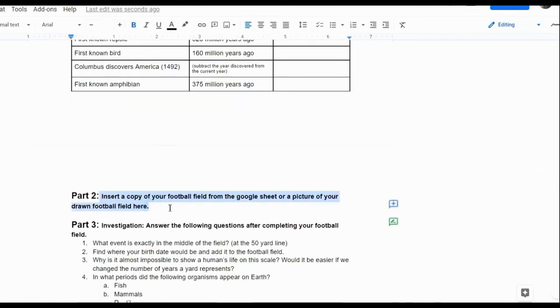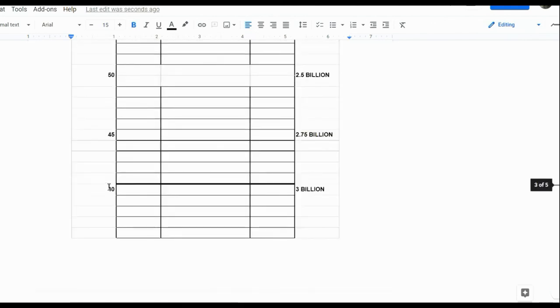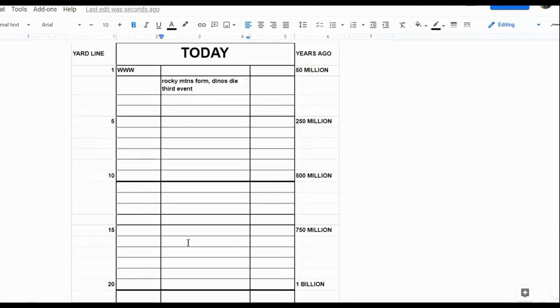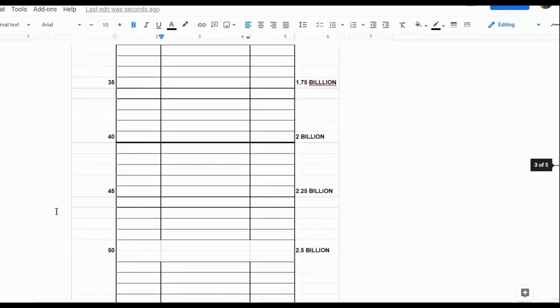And then you're going to copy and paste your football field in right here for part 2. All you have to do is go back to the football field spreadsheet, highlight all the boxes, click copy, come over here, click paste, and you get your football field put in there. And you'll see that the first things that I put in here are already in here, the Rocky Mountains and the dinosaurs. So make sure you finish the table before you do this, and then just copy and paste it over. And you'll be able to see everything in one document then. So all 3 parts of this will be submitted by one document.